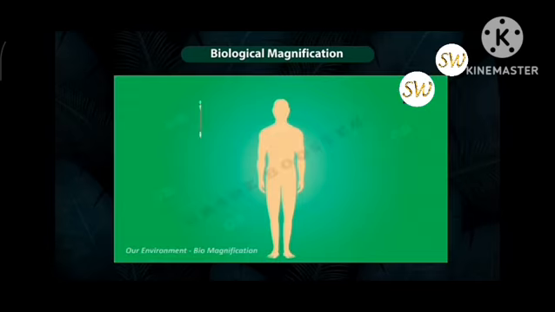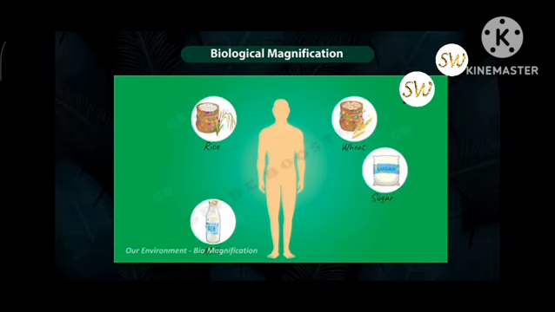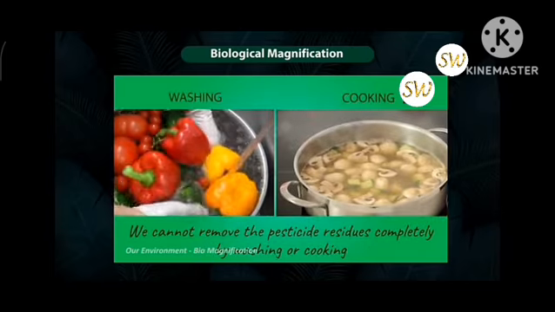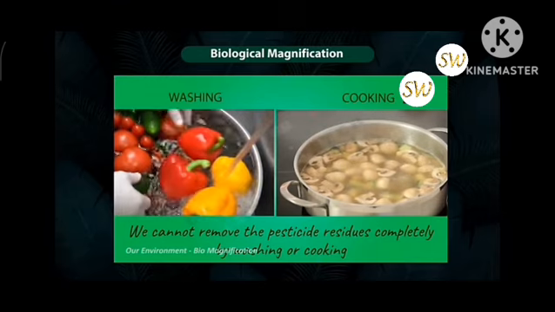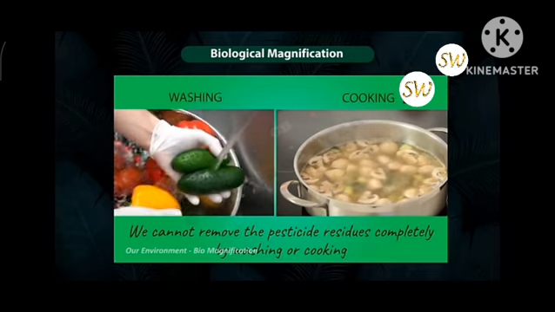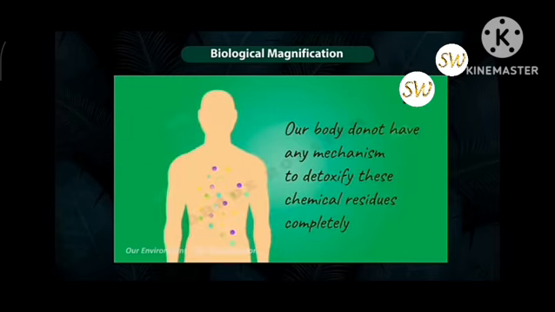Every day, we use many food ingredients like rice, wheat, sugar, milk, meat, and vegetables. All these things we source from either plants or animals. Pesticide residues from these ingredients enter our body. Even though we wash our food ingredients thoroughly, and even though we cook them properly, we cannot completely remove the pesticide residues from them. Unfortunately, our body cannot detoxify these chemical residues completely. Our body cannot excrete them also. Hence, they remain in our body and cause various health problems. This is all about the biological magnification and its impact on our health.